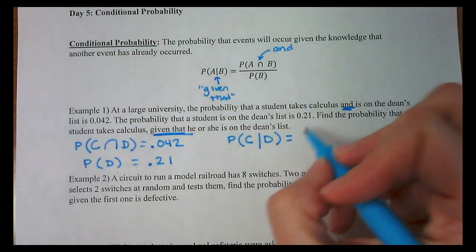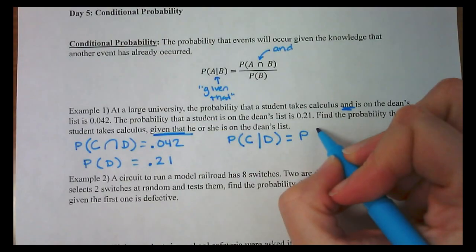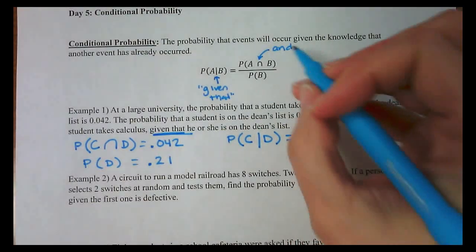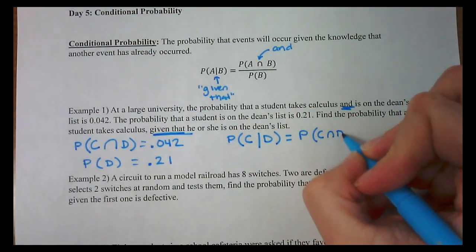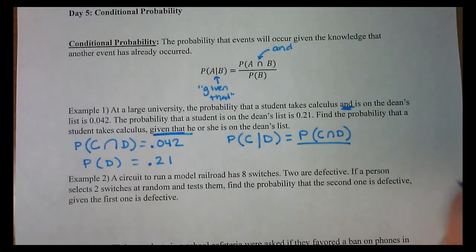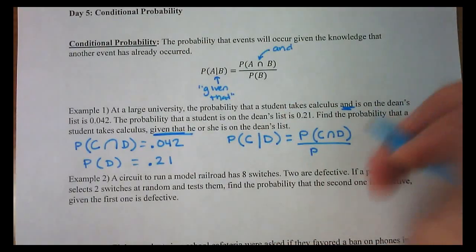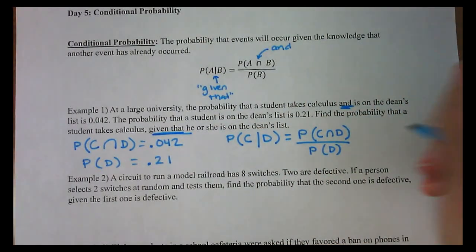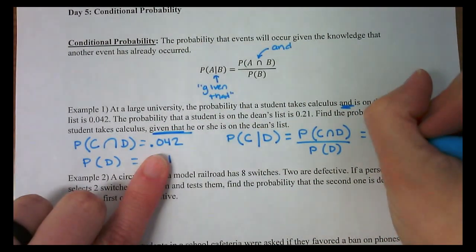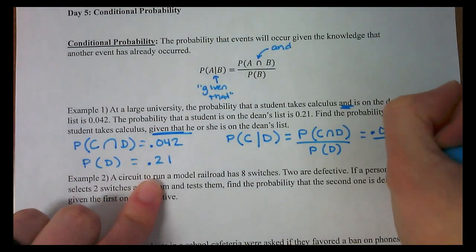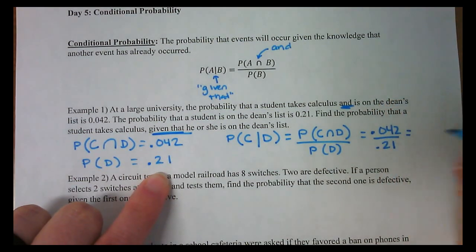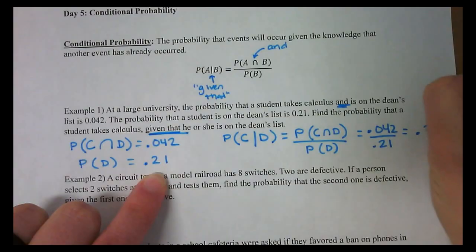According to this formula, the probability that both events are happening goes on the top, and then the probability of the second thing, which is the dean's list, goes on the bottom. So according to this, we would put 0.042 on the top and 0.21 on the bottom and divide. So we get 0.2 as our final answer.